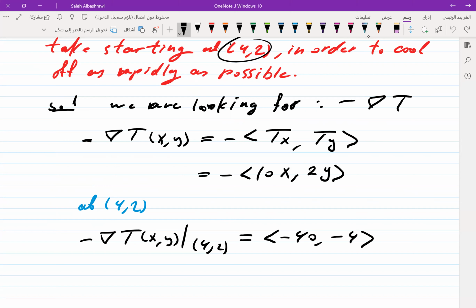So this is the direction in which the insect should go to cool off as rapidly as possible. We just need to find the negative gradient of the given function. If we are looking for the most increase, we will take the positive. So this is the direction, (-40, -4).